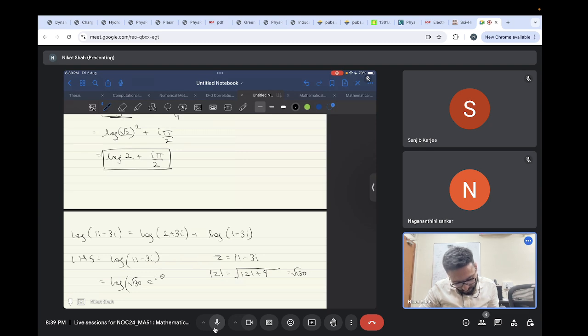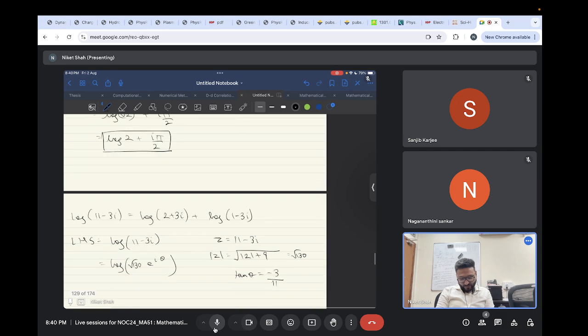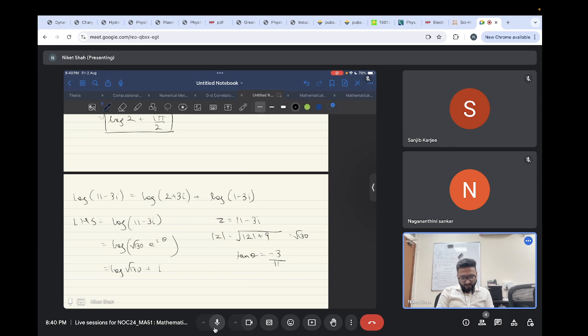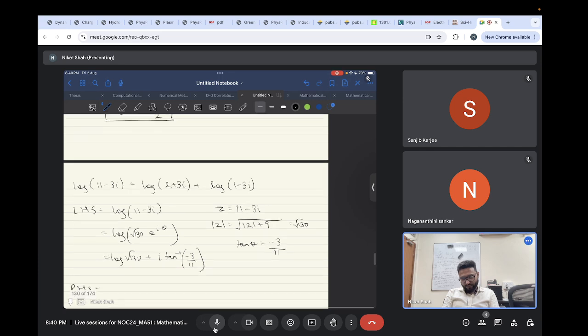raised to power i theta, for some theta, where tan theta is equal to minus 3 by 11. So it is equal to log root 130 plus i theta, or you can say i tan inverse of minus 3 by 11. That's my LHS. What about the RHS? RHS is equal to log of 2 plus 3i plus log of 1 minus 3i.